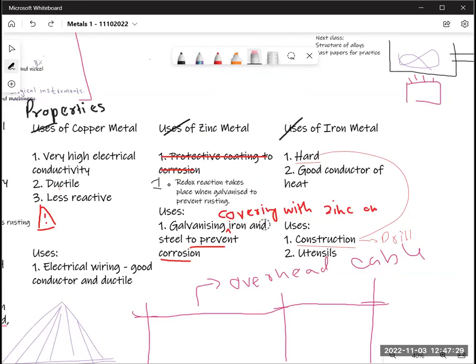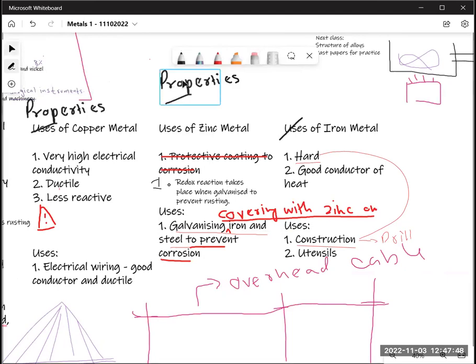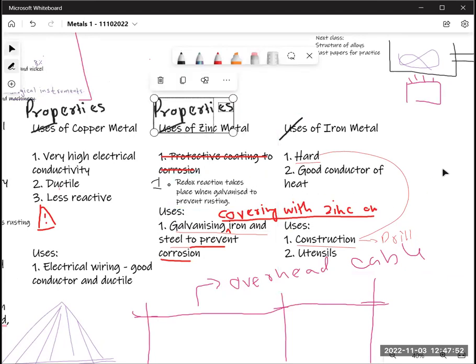Just write exactly what you have on the screen. You can also, yep, that's it. You don't have to put the red part on it. Only these lines. So first we write the property, which is that redox reaction takes place when galvanized to prevent rusting. That's the property of zinc. That's one of the important properties of zinc.